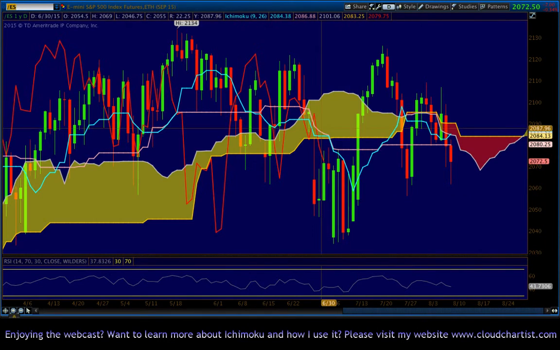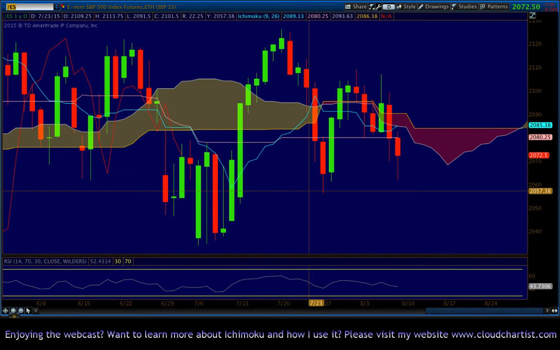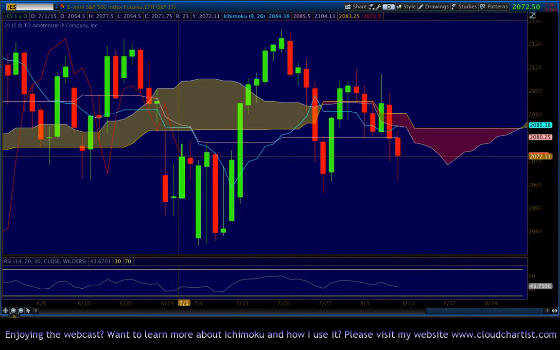We do see that the Chikou, the red line representing price time-shifted 26 periods into the past, has found support at the top of this candle. I'm going to zoom in so you can see that closer. You'll notice that is precisely at the level where we found support, or we closed at. This is significant.